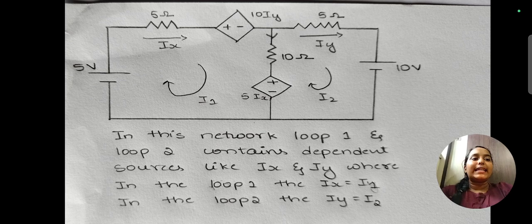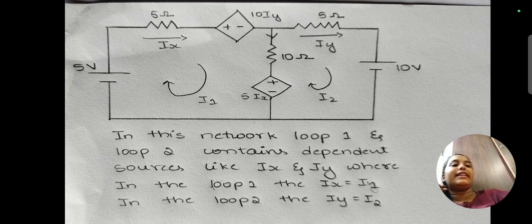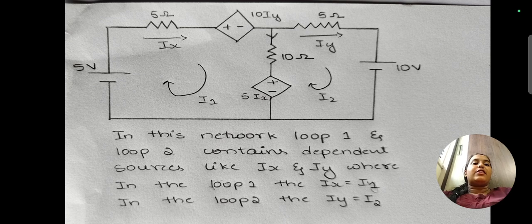For understanding the dependent source, let us see some problems. This is the first circuit which I am explaining. Here there are two dependent sources, Ix and Iy. There are two voltage sources, 5 volts and 10 volts. There are three resistors, 5 ohm, 5 ohm and 10 ohm. By applying the KVL rule, we have to find I1 and I2.